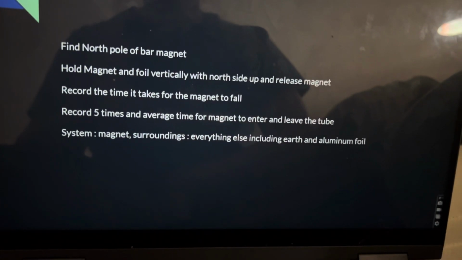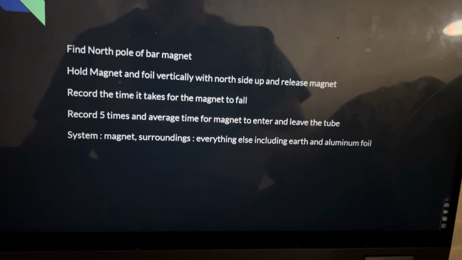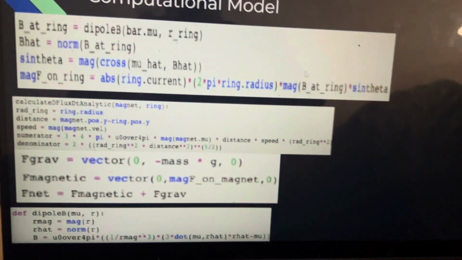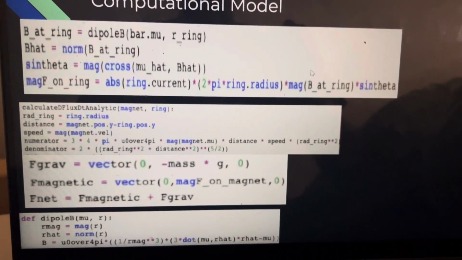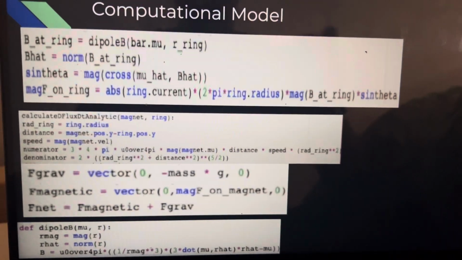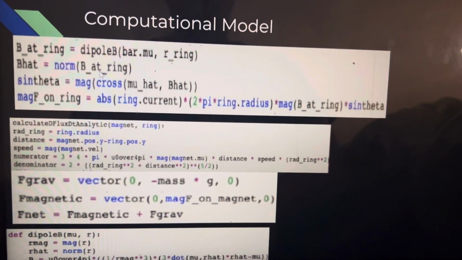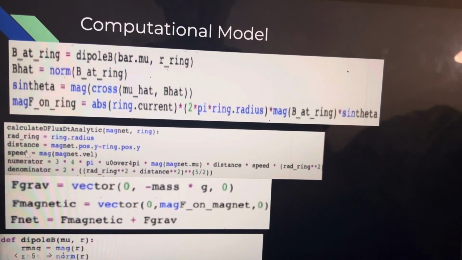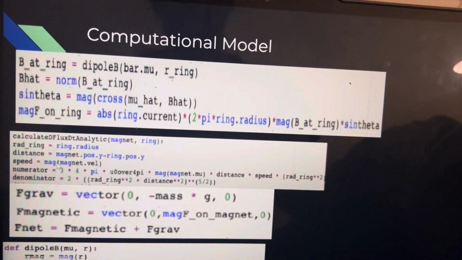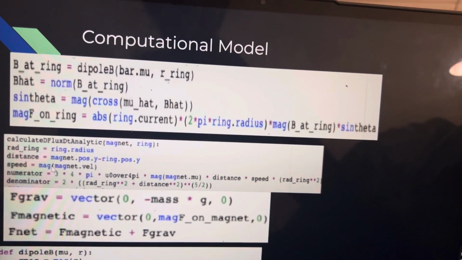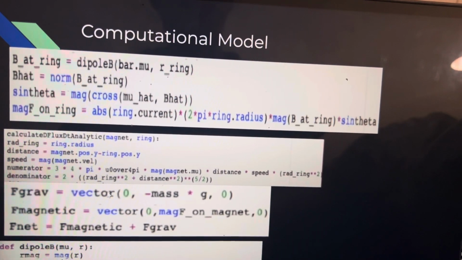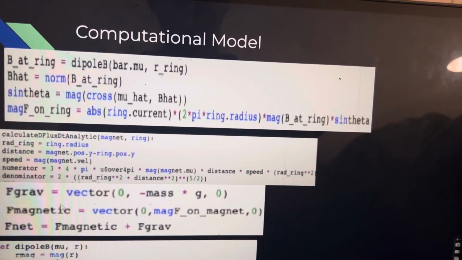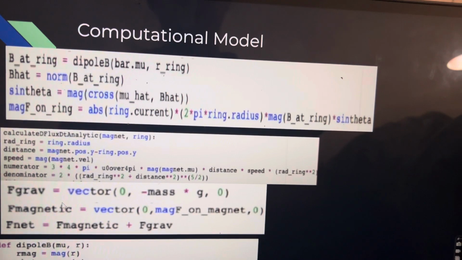The system included the magnet, and the surroundings was everything else, specifically the earth and the tube of aluminum foil. Now for the computational model, a lot of it included some given data, but the ones I specifically changed were, for example, the magnetic flux to be calculated between the ring and the magnet. Additionally, the total interactions between the two forces, specifically the force due to gravity and the force on the magnet due to the current, to find the net force on the magnet.